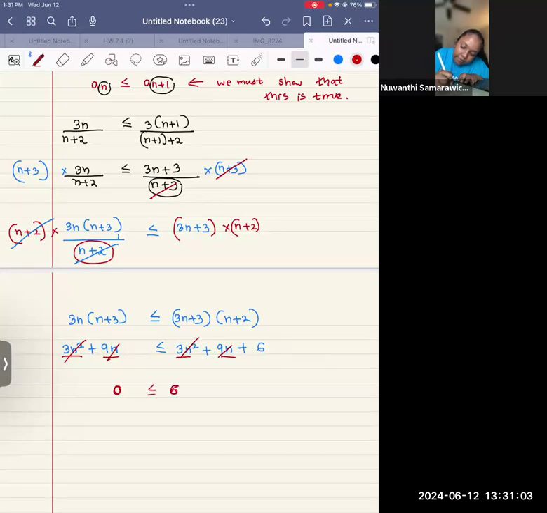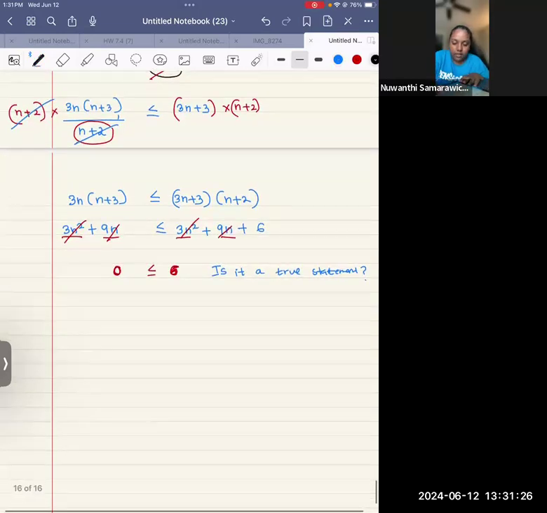And here in the left hand side, you have 0, and the right hand side, you have 6. Now what you have to ask yourself is whether this statement is a true statement. Is it a true statement? Is 0 less than or equal to 6? I mean, it's true, right? 6 is greater than 0. So it's a true statement.